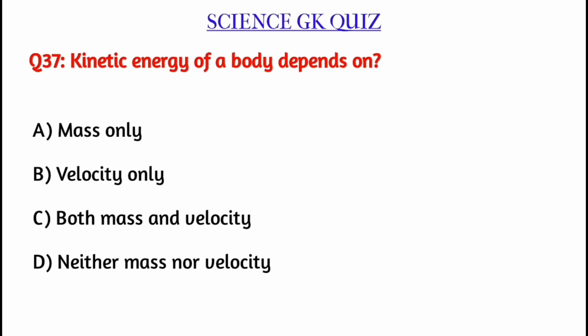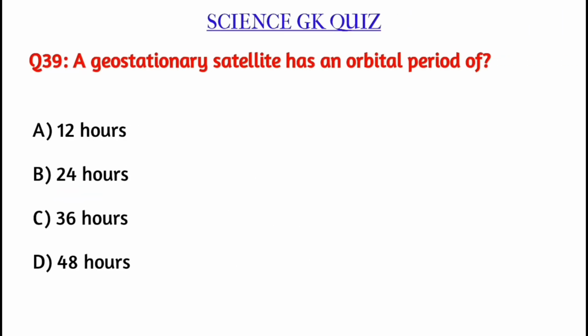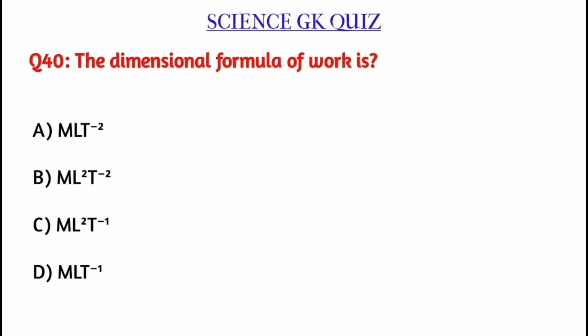Question number 37. Kinetic energy of a body depends on... answer C, both mass and velocity. Question number 38. The CGS unit of force is... answer B, dyne. Question number 39. A geostationary satellite has an orbital period of... answer B, 24 hours.